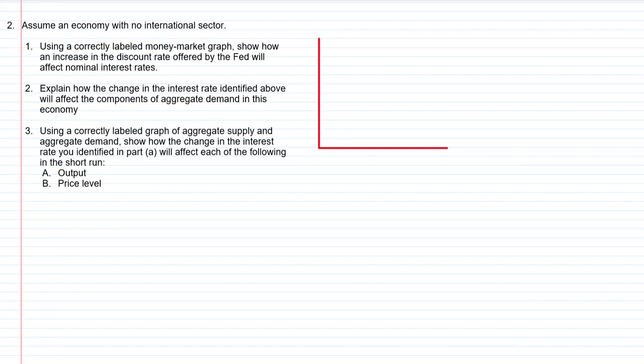Okay, so number 2 on this same set of monetary policy practice problems, looking at the actions that the Fed can take and how they affect the money market and the money supply. We start, some students are confused here by the idea of no international sector. That just means you should ignore the concept of inflow and outflow of capital and ignore net exports, but it's not really going to come into this problem at all in the first place.